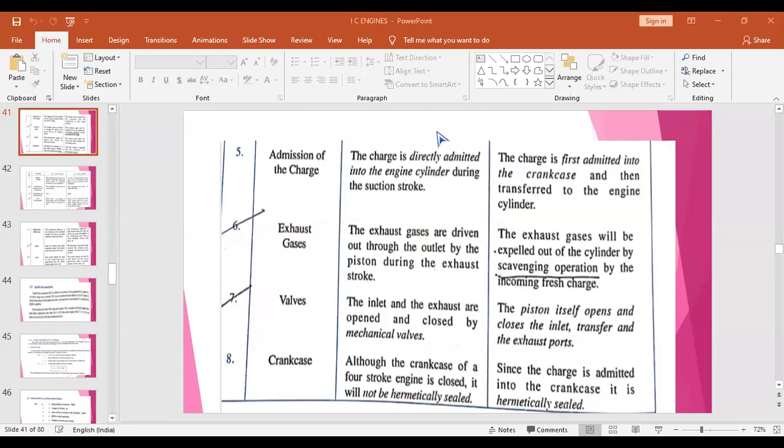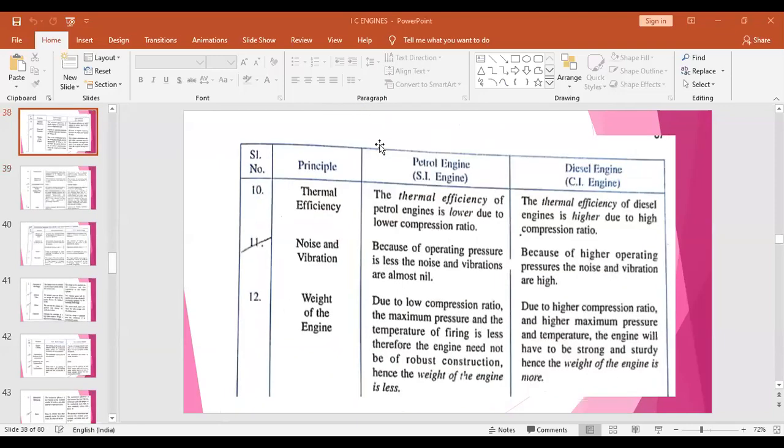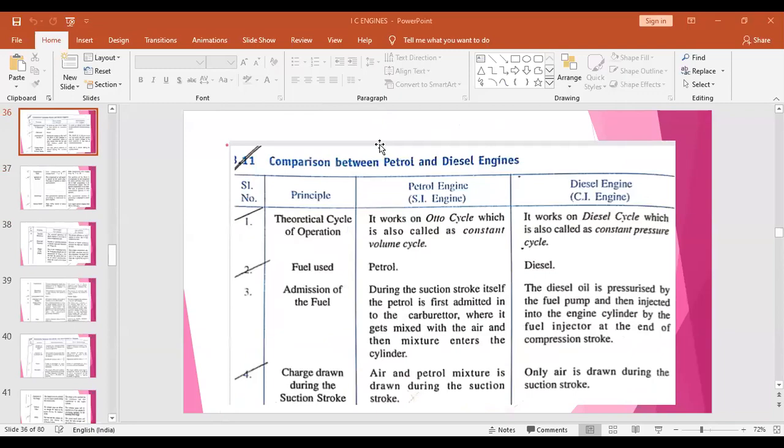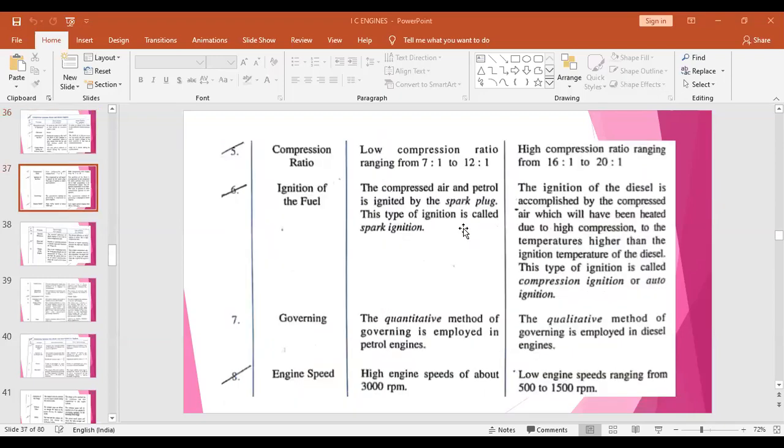See, last class we discussed the comparison between the petrol and diesel engine, and already you have studied the differences between the petrol and diesel engine. That's nothing but two-stroke and four-stroke engines. You have two-stroke as well as four-stroke in both types of engines, petrol and diesel engines. So you already studied the comparison between petrol and diesel engine.